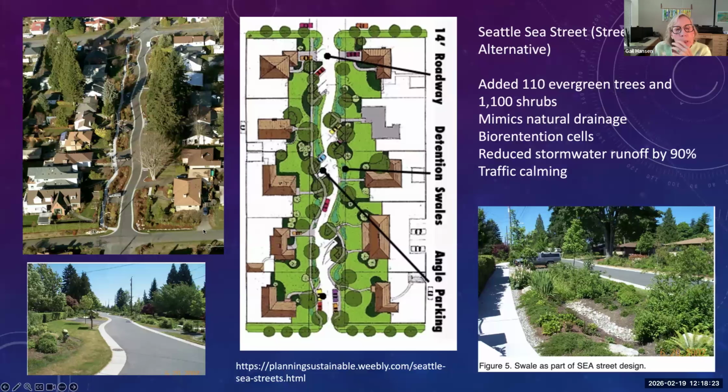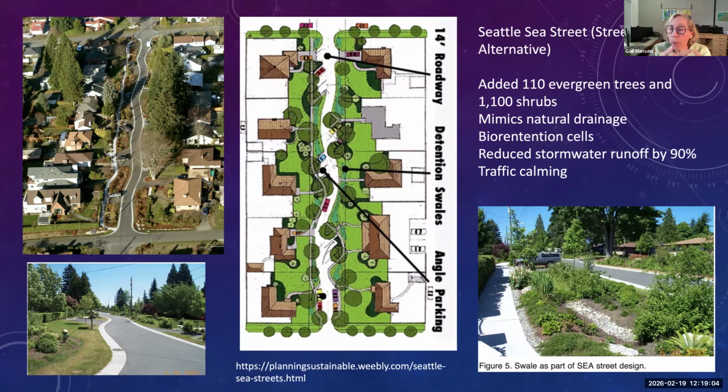And what's different about it too is that the parking, in the diagram they showed as head-in diagonal parking, but you can see they actually ended up building 90-degree parking. And the way it's designed, the water is channeled into these parking areas and then flows on either side into these bioretention cells. You can see a picture of that down in the right corner. And so they've been able to reduce their stormwater runoff there by 90%. And the way they built the road, it mimics that natural drainage.